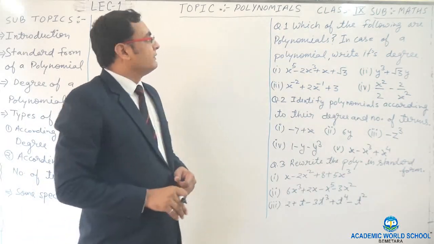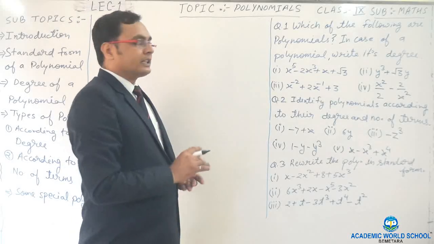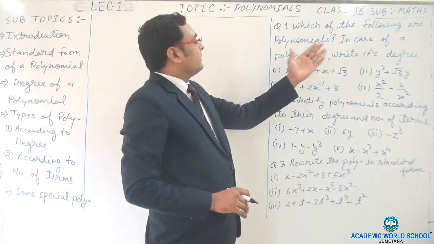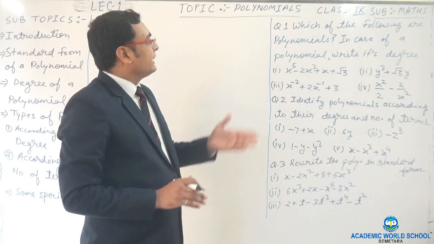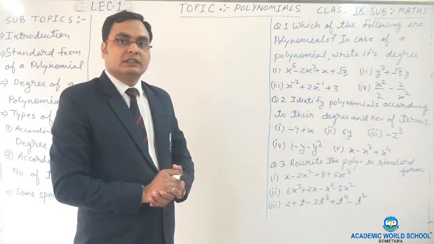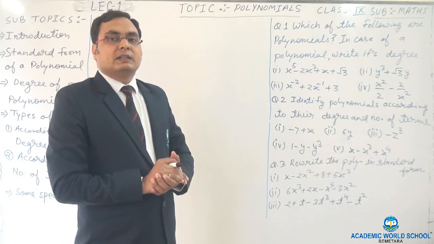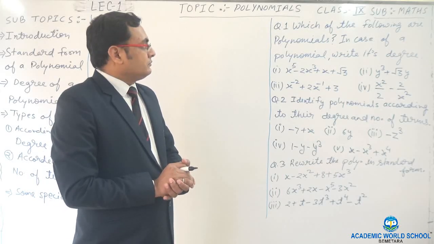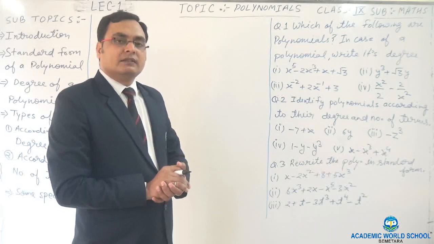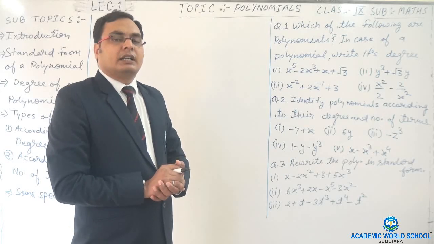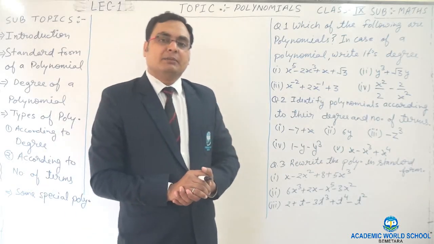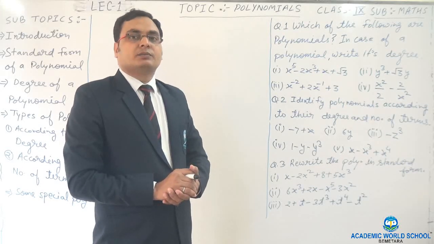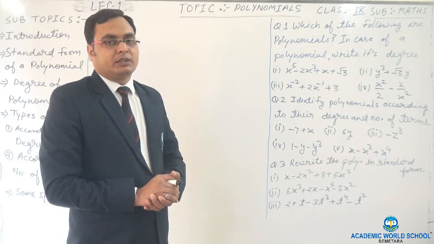Some questions here we have that we can practice to understand this. Which of the following are polynomials? In case of a polynomial, write its degree. So we will recognize a polynomial. A polynomial will be in one variable, having only one variable, and its constant terms may be any real number. The exponent of the variable will be in whole numbers.